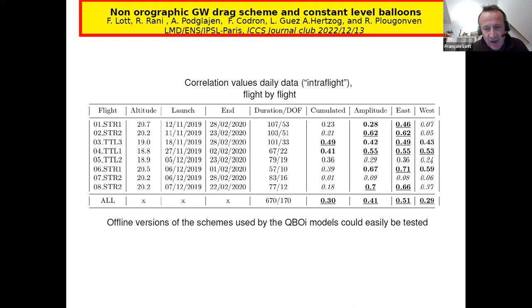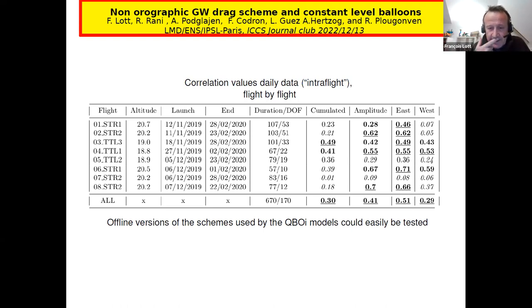We have seen that there are good correlations inside each flight between the measured values and predicted values, because there was convection and because there is dynamical filtering. So we can expect that inside each flight you have a significant correlation between prediction and measurements. We did that for each flight and globally, and we see that in the east and west direction, it's more significant in the east. You have often a good significant correlation from day to day in the data.